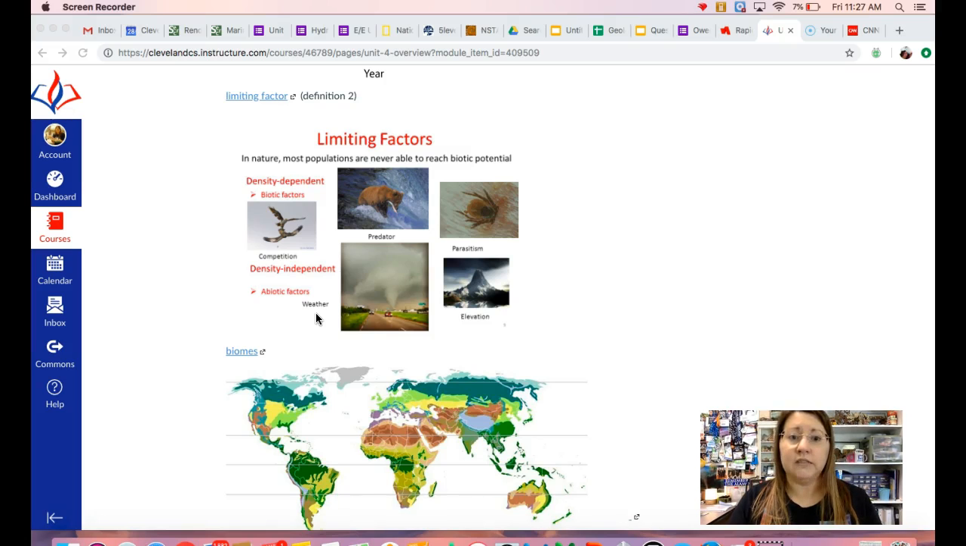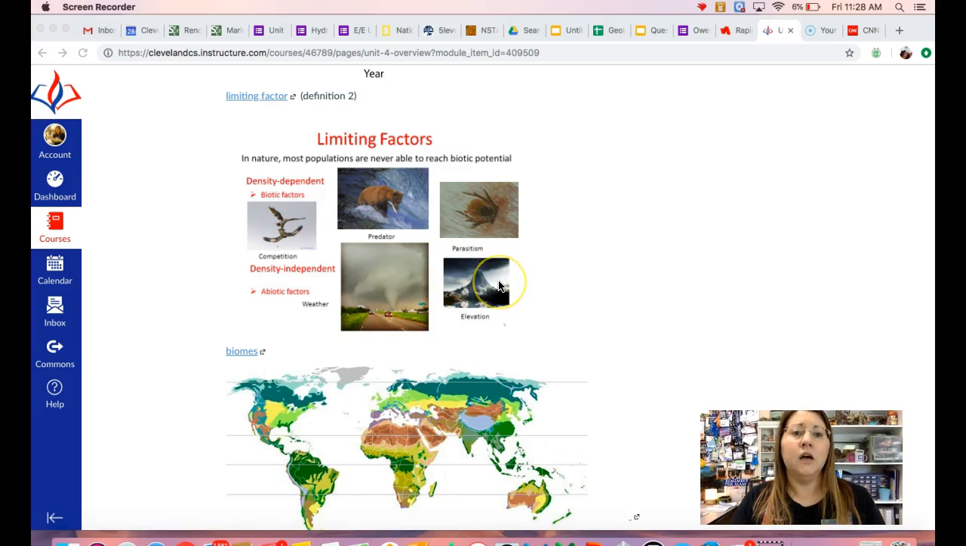So for example, natural disasters, the tornado that's coming through doesn't care how many squirrels there are in the area or how many people are in the area. If there's going to be a tornado, it's going to be a tornado. Volcanic eruptions, natural disasters, elevation, like the mountain doesn't care about how many flowers want to grow on the mountain because the mountain's going to be as tall as it's going to be.